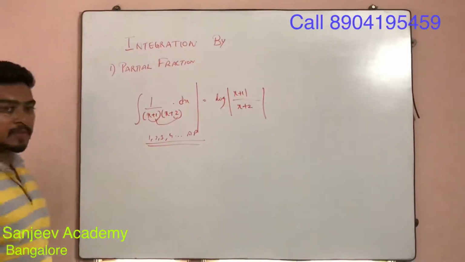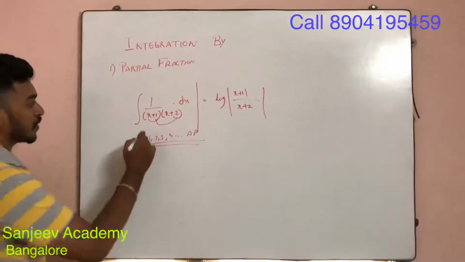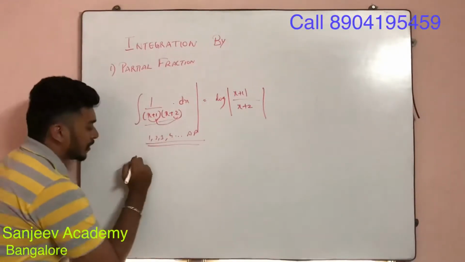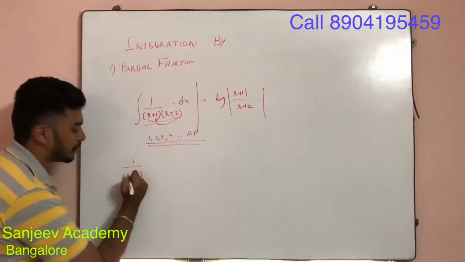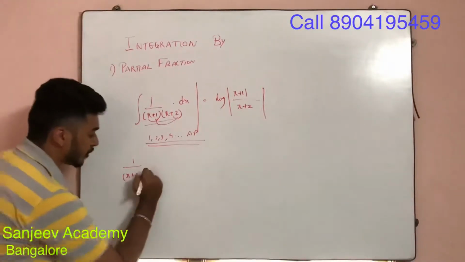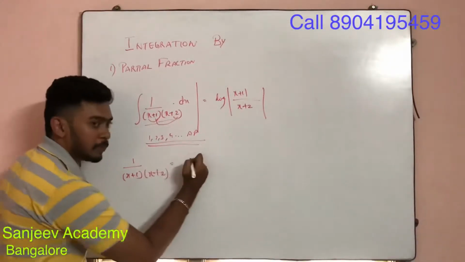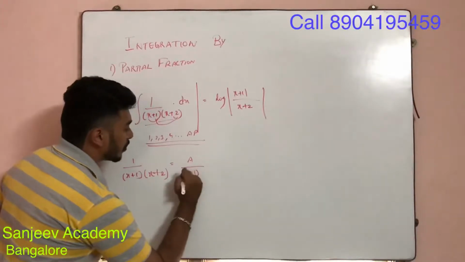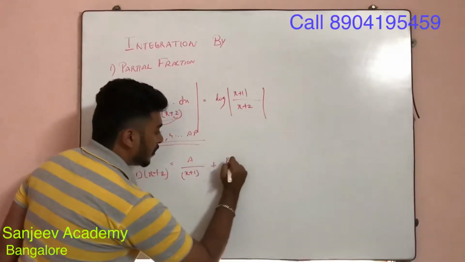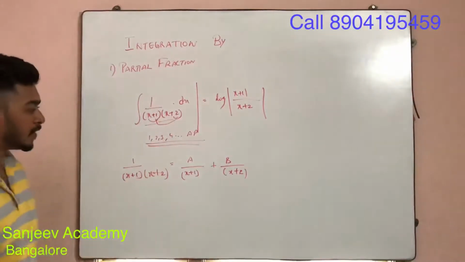Now there are different methods of integration where we can get the answer for the same. So let's take it now. Simply write down, leaving out the integration symbol, 1 by (x plus 1) into (x plus 2), which is equal to, putting some variables and splitting it, A by (x plus 1) plus B by (x plus 2).